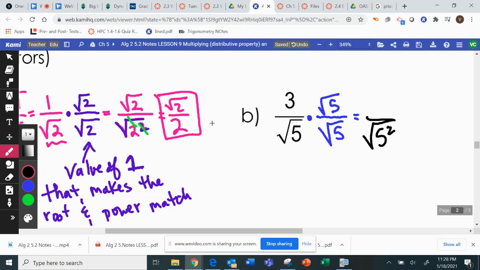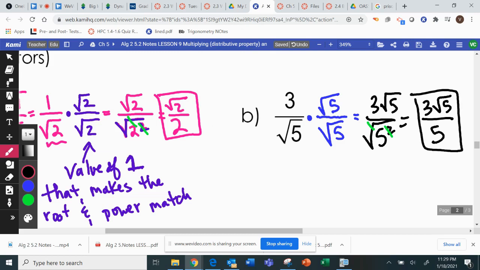Okay, so if I multiply square root of 5 times square root of 5, I get square root of 5 squared. On the top, 3 times square root 5. Now these will cancel, the square root and the squared. So we get 3 square root 5 over 5. Now the 5s cannot cancel because one is on the inside of a radical, one is not. So this would be our simplified answer.